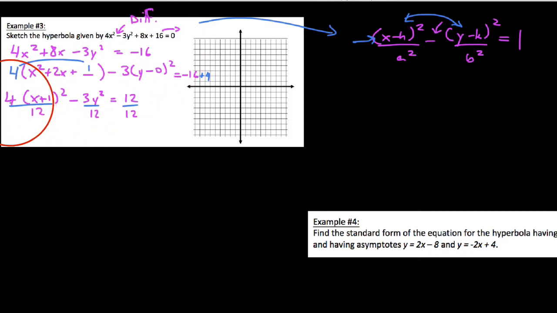So I'm going to simplify a few things here. First thing is this: the 4 and the 12, that would make this a 3, and then my 3 and my 12, that would make this a 4, and then the right side becomes 1.